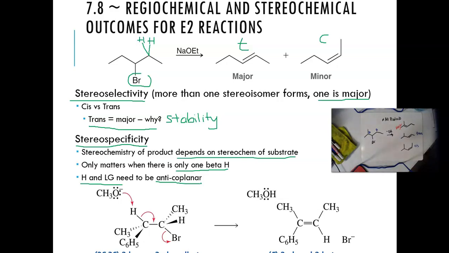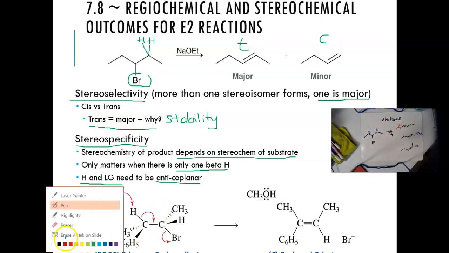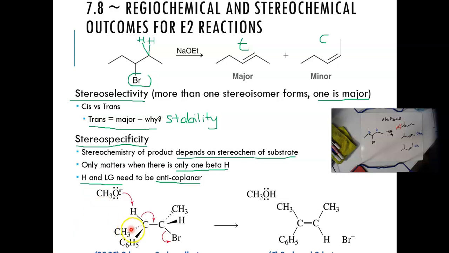So anti-coplanar means they have to be 180 degrees away, and anti-periplanar means they have to be 178 degrees away from each other. So the two words get used interchangeably quite a bit. I just want to make sure that you're aware how similar they are. So in the example that's down here, we have our substrate.